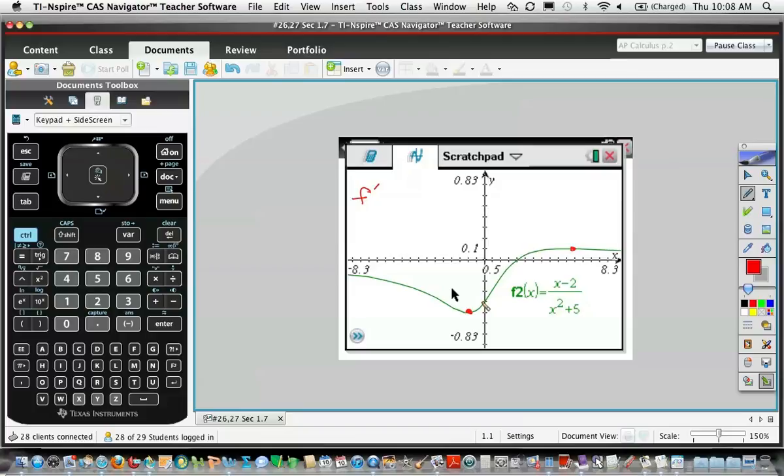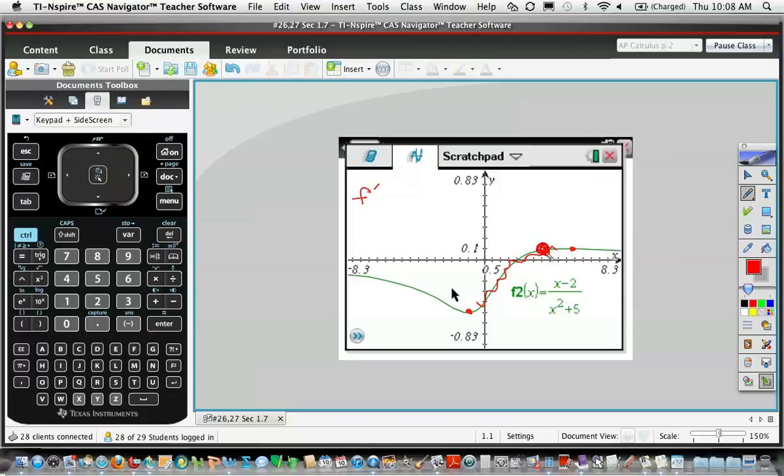Where is f prime positive? Well, I'd be looking where this graph is increasing. Well, that's from whatever you had for this point to whatever this point was, right? That's this region right through here. Okay? Is f prime increasing at 2? Where's 2 at?